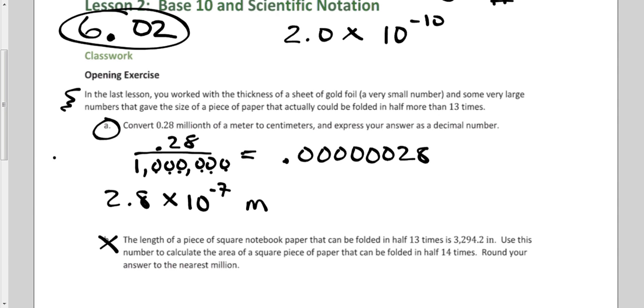100 centimeters per meter. I don't know if they taught you this in chemistry, physics, or physical science yet. So get ready to have your mind blown.